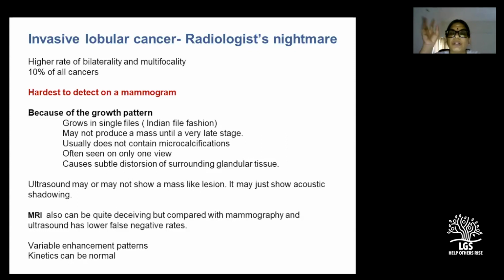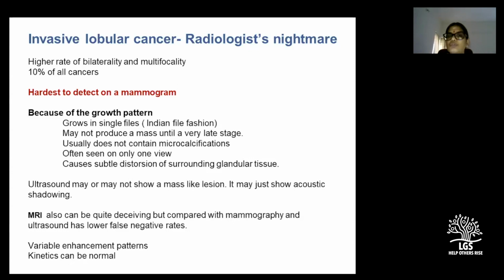Now, it's important to understand lobular cancer in order to be able to detect it early. So this lobular cancer has some peculiar features. They are quite often said to be multifocal and bilateral. So the bilaterality is supposed to be as high as 20 to 30%.